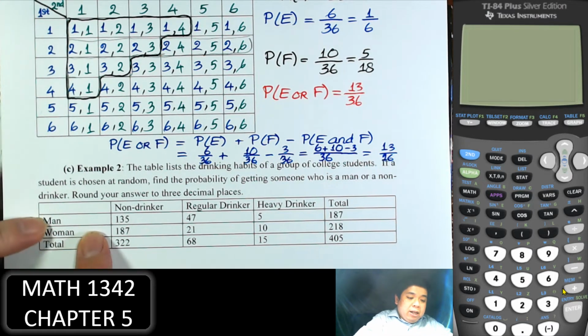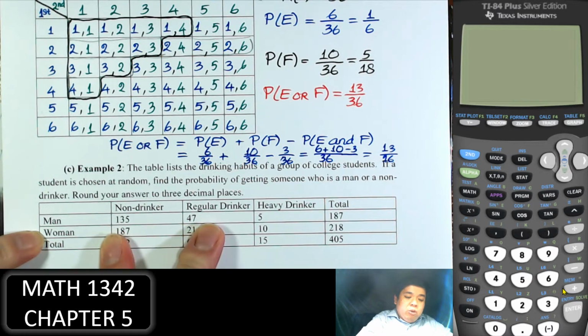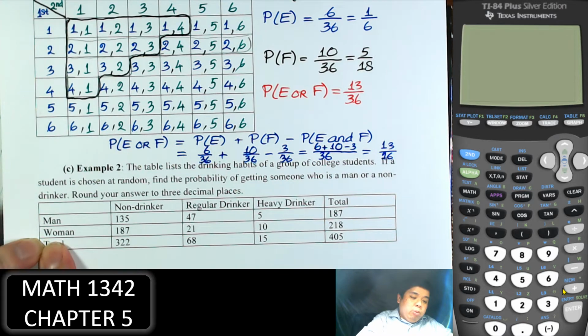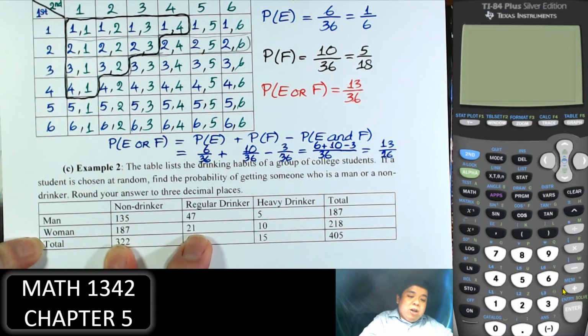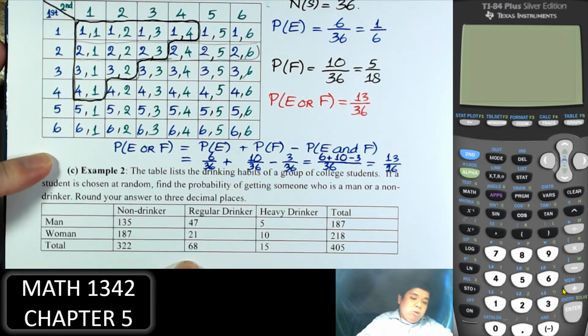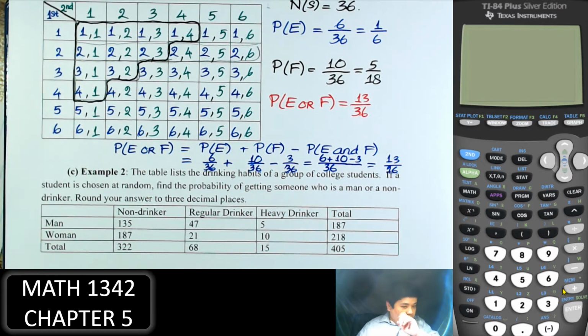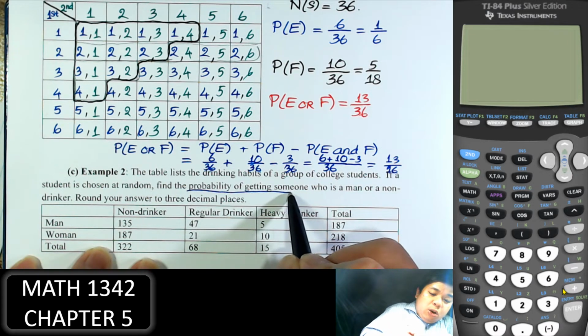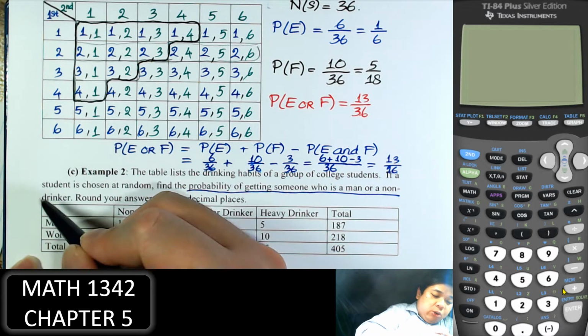So we have a man: non-drinker, regular drinker, and heavy drinker. All of them add up to 187. A woman, 187 plus 21 plus 10 is that. And then we add all the non-drinkers, all the regular drinkers, and all the heavy drinkers. So the question is, find the probability of getting someone who is a man or a non-drinker.